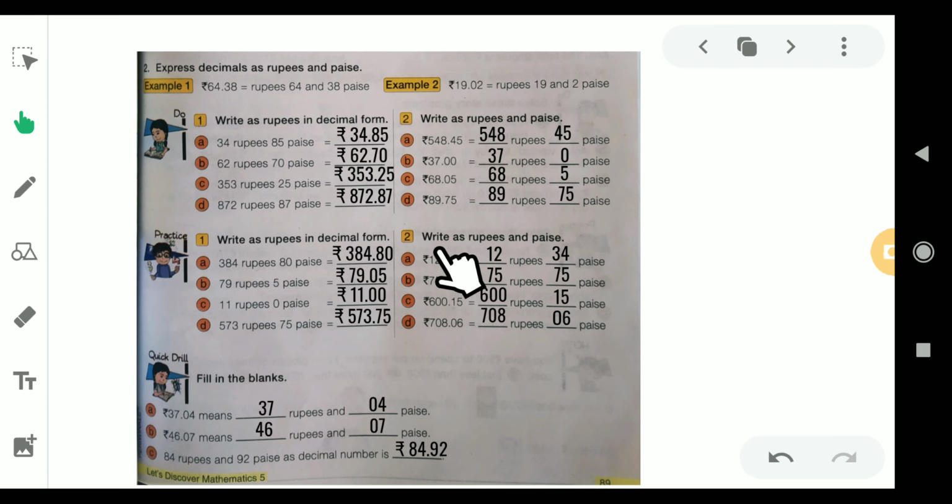Next one is write as rupees and paise, just the reverse of this. So 12.34 rupees, it is 12 rupees 34 paise. Next, it is 75 rupees 75 paise. It is 600 rupees 15 paise. 708 rupees 6 paise. Next, fill in the blanks. 37 rupees 4 paise. 46 rupees 7 paise. Lastly, 84 rupees and 92 paise can be written in decimal form as rupees 84.92.